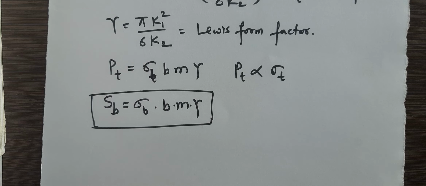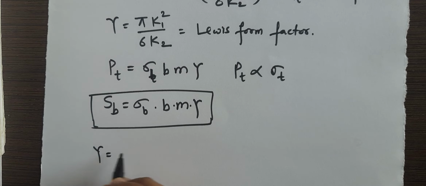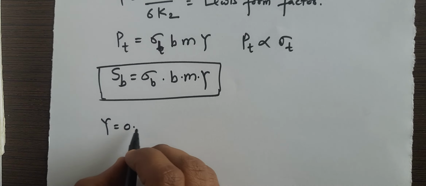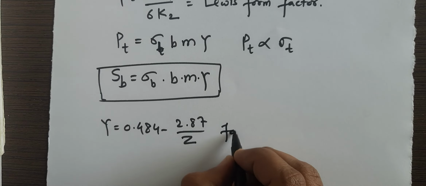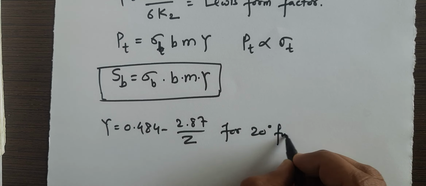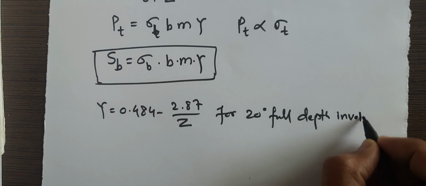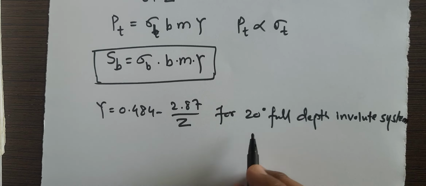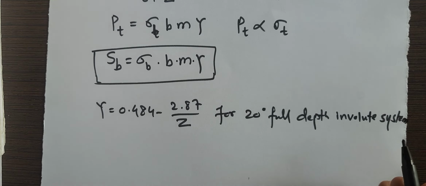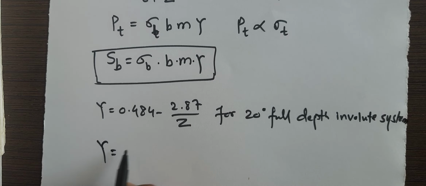Now Lewis has suggested some values of the Lewis form factor Y. So here three different formulas of the Lewis form factor are there. The first formula is 0.484 minus 2.87 divided by Z for the 20 degree full depth involute system. There are three gear tooth systems: 20 degree full depth involute system, 14.5 degree full depth involute system, and 20 degree stub involute system. So for the 20 degree full depth involute system, this will be the formula of Y.